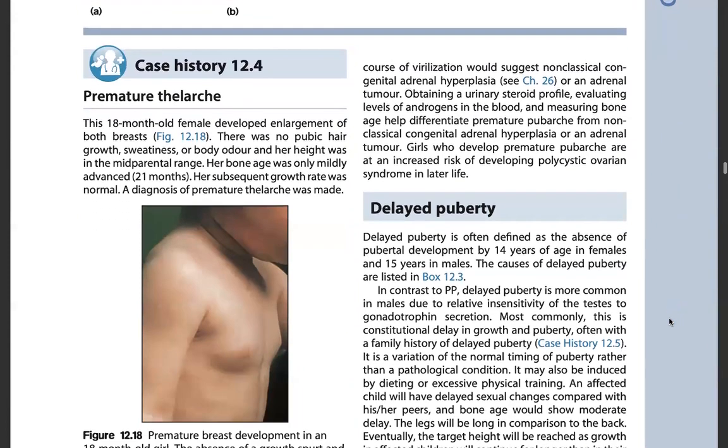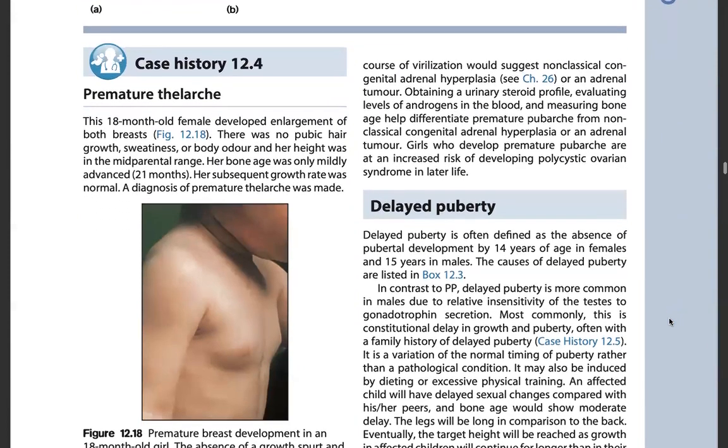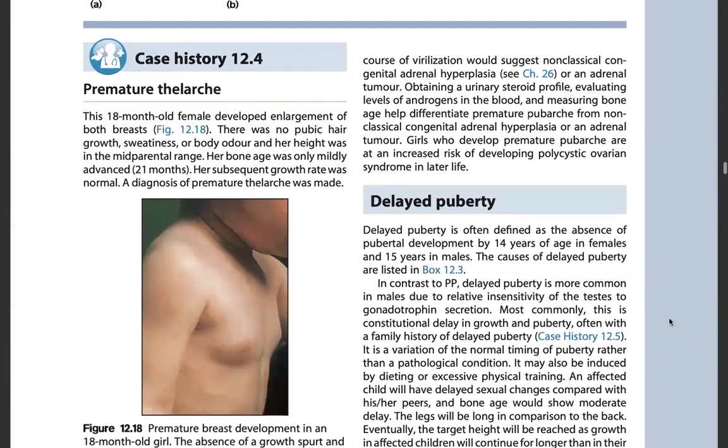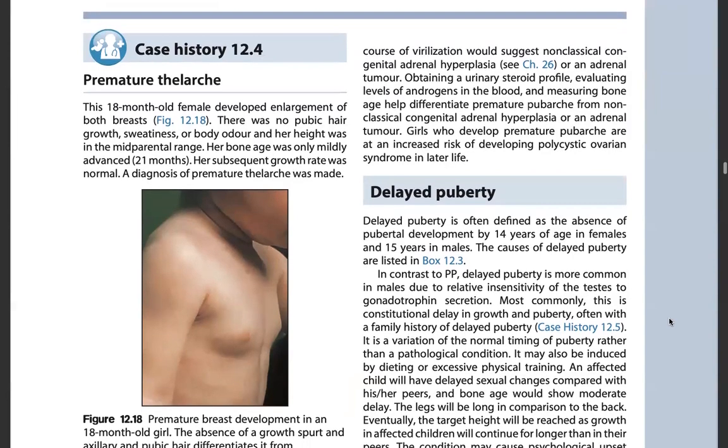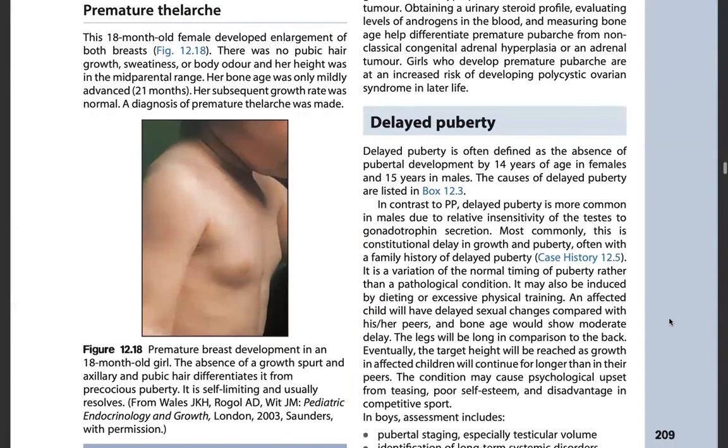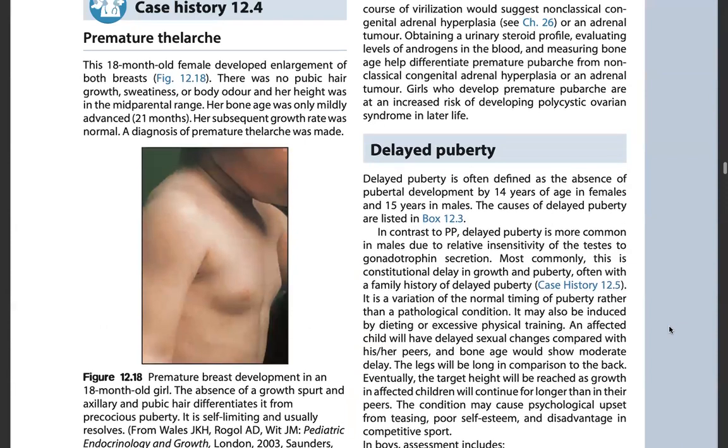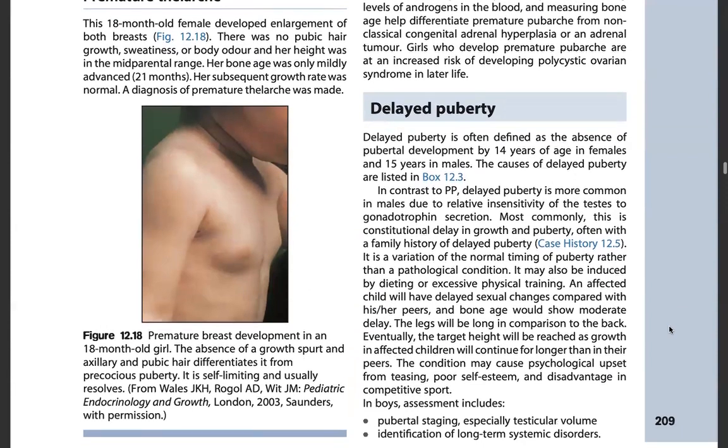Case history 12.4. This 18-month-old female developed enlargement of both breasts. There was no pubic hair growth, fatness, or body odor, and height was in the mid-parental range. Her bone age was only mildly advanced during 1 month. Her subsequent growth rate was normal. A diagnosis of premature thelarche was made, and this is premature breast development in an 18-month-old girl.